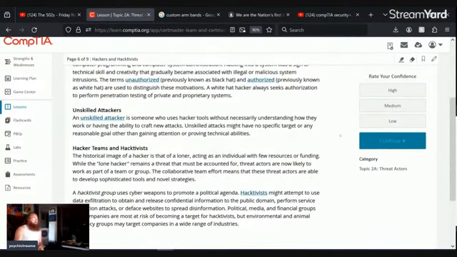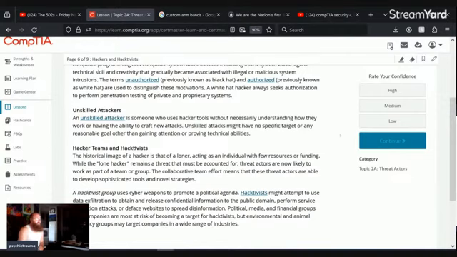Unskilled attackers. An unskilled attacker is someone who uses hacker tools without necessarily understanding how they work or having the ability to craft new attacks. Unskilled attackers might have no specific target or any reasonable goal other than gaining attention or proving technical abilities.